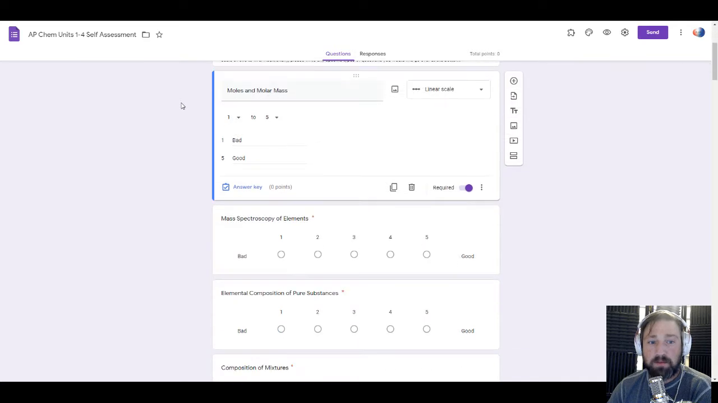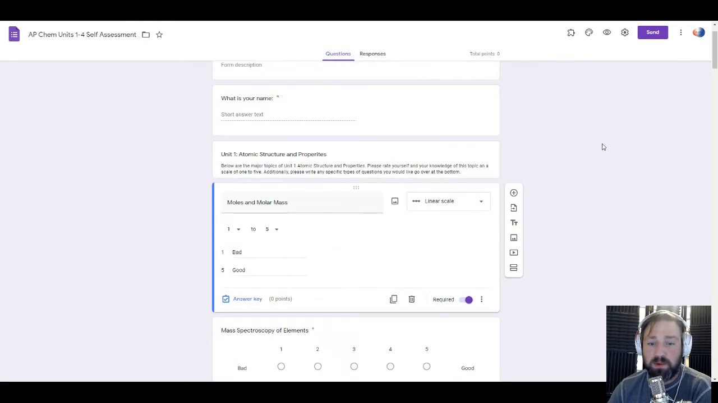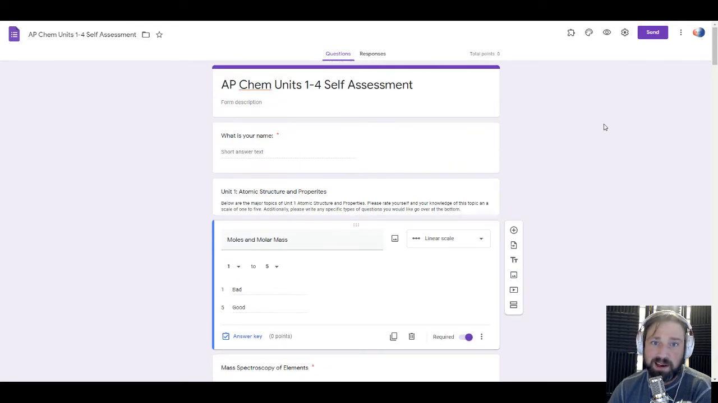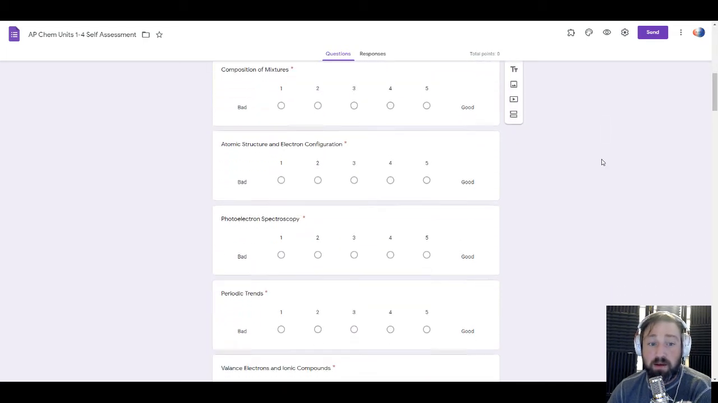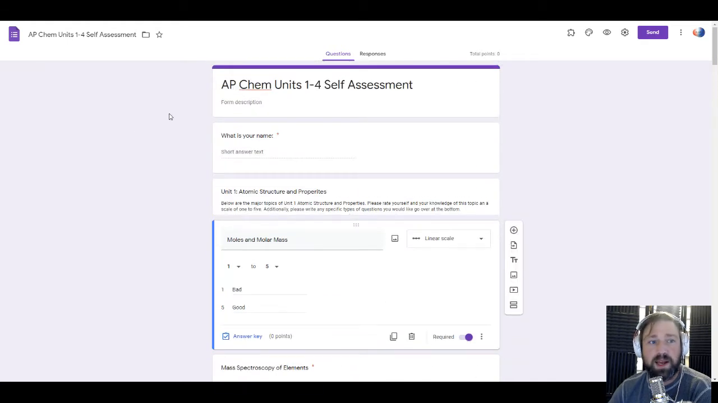Maybe everyone's good with mass spec. If everyone's hitting 4s and 5s, I'm not going to cover it because everyone's good there. If everyone has problems with photoelectron spectroscopy, then I'll definitely go over that. All right, so self-assessment, get that done. That'll give me a few days to look over it and develop some sort of strategy.